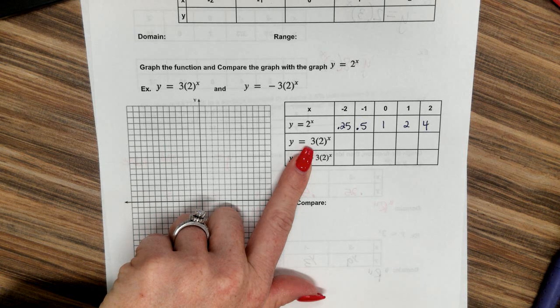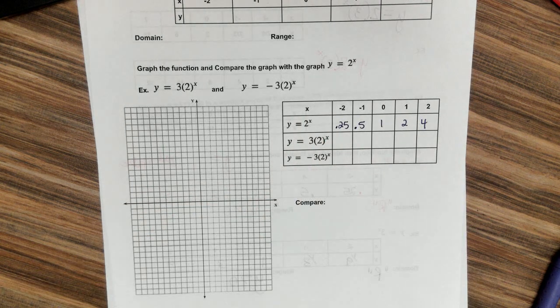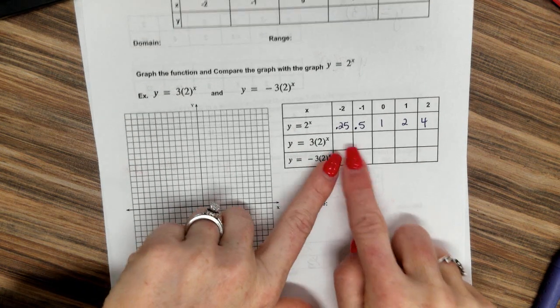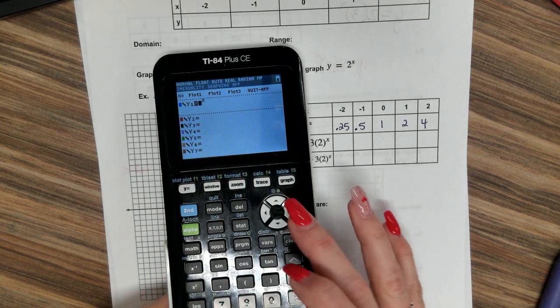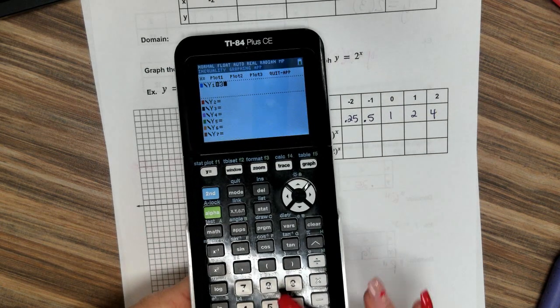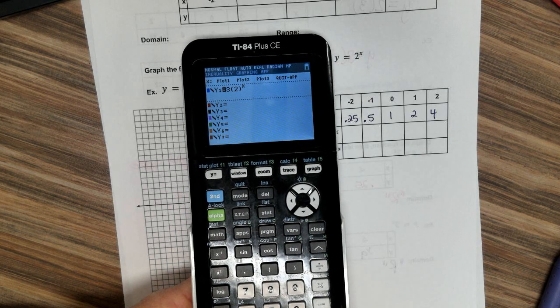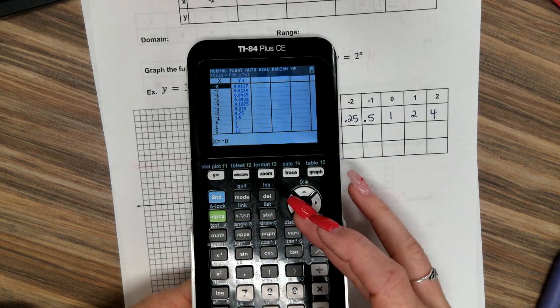Make sense? So what they're wanting us to compare is if you take the same thing, but you start with 3, what is it going to look like? So go put this in. So let's go to y equals. I'm going to put in 3 times 2 to the x power. And then go to your table. So second table, fill it out.